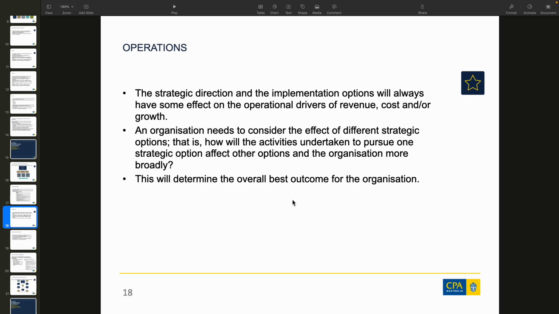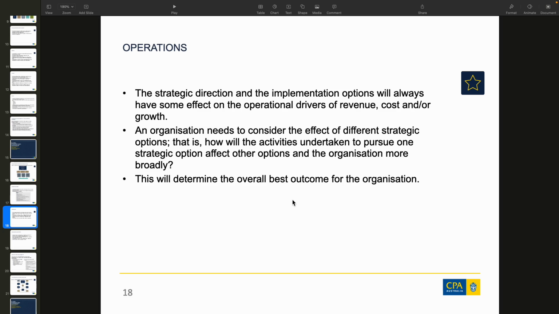An organization needs to consider the effect of different strategic options. That is, how will activities undertaken to pursue one option affect other options and the organization more broadly. Very simple. If you do one option, other options get affected.